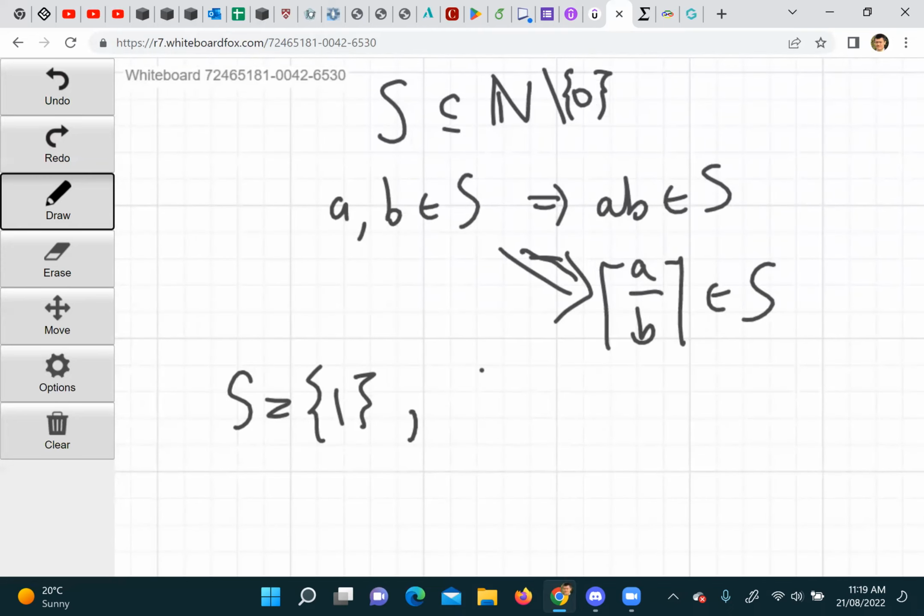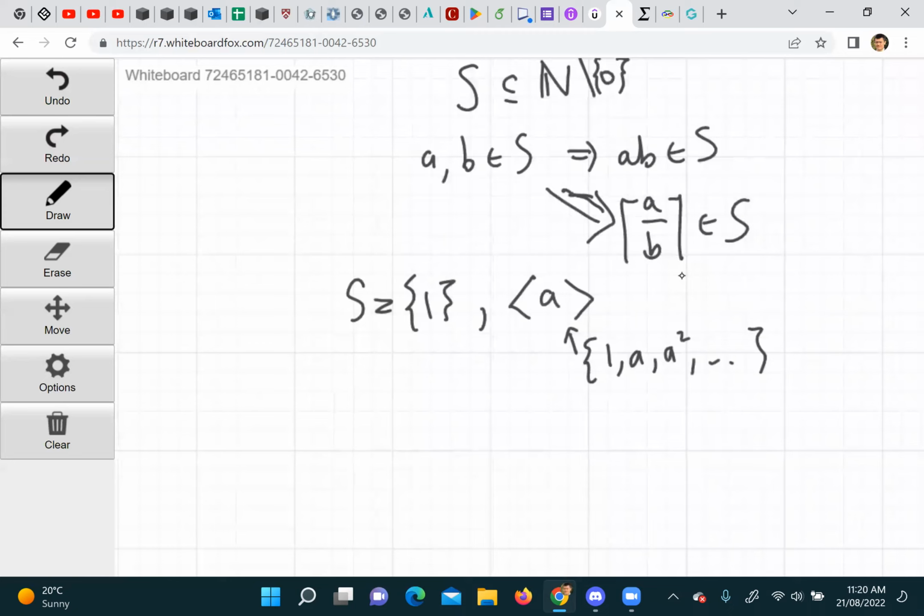S equals, I'll make a notation here, the powers of A. So 1, A, A squared. And so basically it just suffices to show it's everything, it's everything if it contains anything more than that. Isn't that just the positive integers? What do we need advanced for?